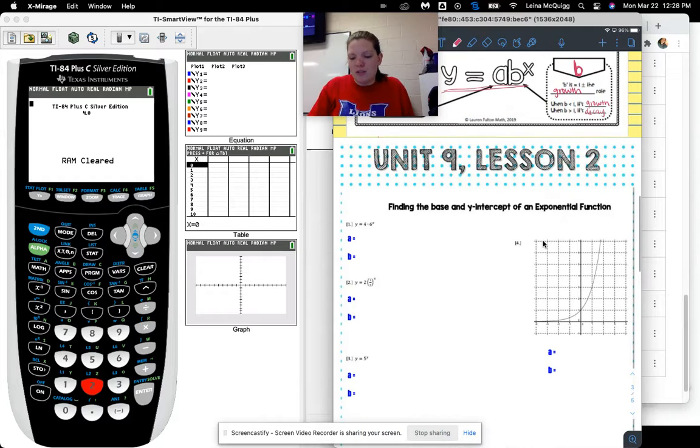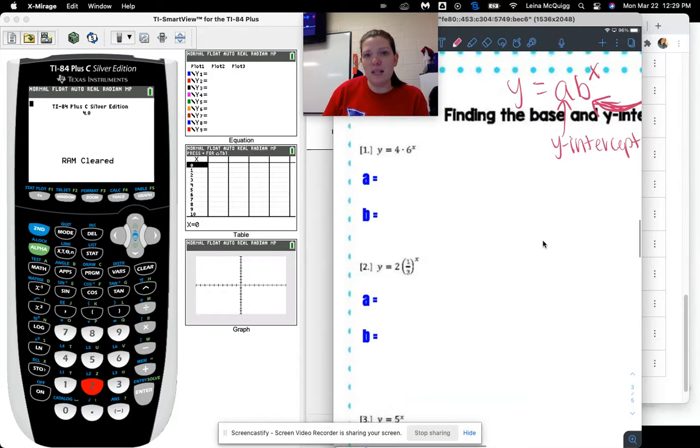So exponential equations look like y equals AB to the power of X. We said yesterday that A is the y-intercept. And then today we're going to call B our base. Okay? So what we're going to do is identify A and B on all of these. If we're given an equation, this is pretty easy, right?